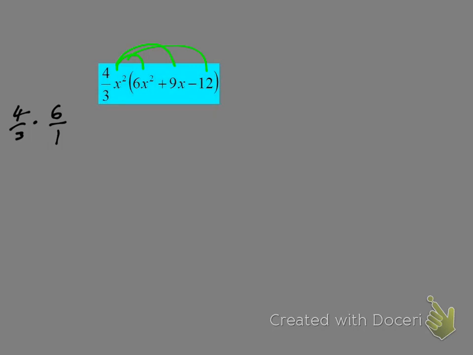Now, how do you multiply fractions? Straight across. Numerators times numerators. Denominators times denominators. Your fraction bar. 4 times 6 gives you what? 24. 3 times 1 gives you? Then 24 divided by 3 is? So your first term, 8. Now it's x squared times x squared. X to the 4th.